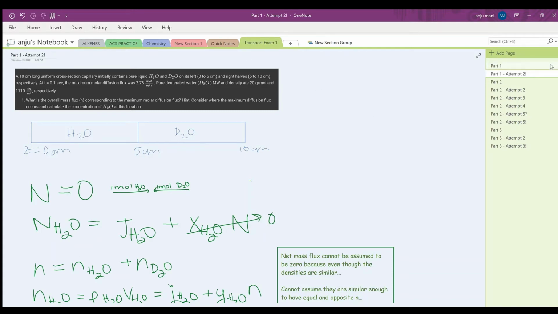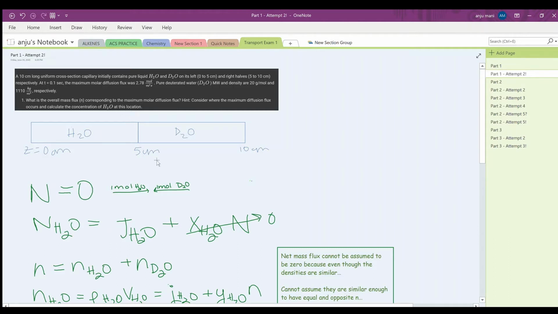Okay, so this is for our exam question that says a 10 centimeter long uniform cross-section capillary initially contains pure water on the left and D2O on the right. At t equals 0.1 seconds, the maximum molar diffusive flux is 2.78 moles per meter squared second. So our first question is asking what the overall mass flux corresponding to the maximum molar diffusive flux is.